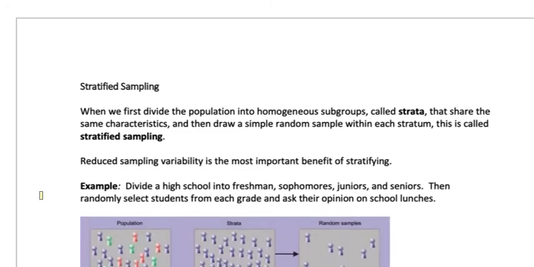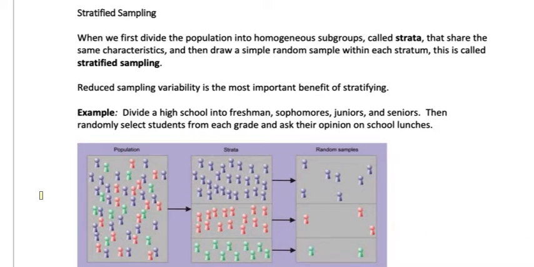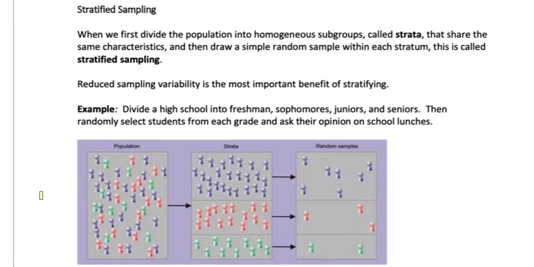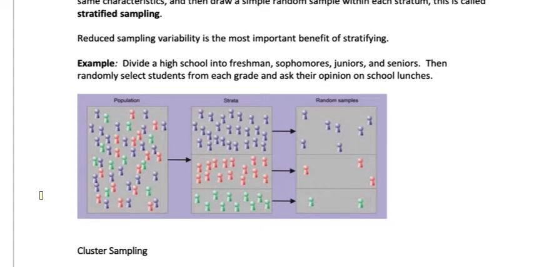Our next sampling method is called stratified sampling. So in stratified sampling, what we do is we divide the population into subgroups that share the same characteristics. And then within each subgroup, we take a simple random sample. This is called stratified sampling. And the key with stratified sampling is that you get a sample that is proportionate to the different groups in your population. So for example, you could divide the high school into freshmen, sophomores, juniors, and seniors, and then randomly select students from each grade and ask their opinion on school lunches.